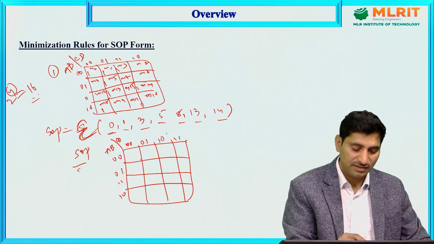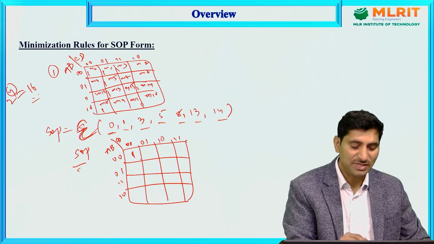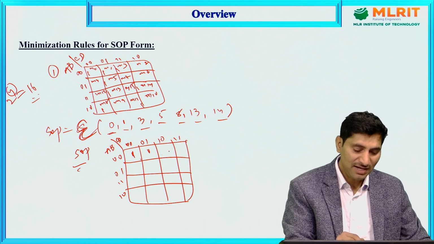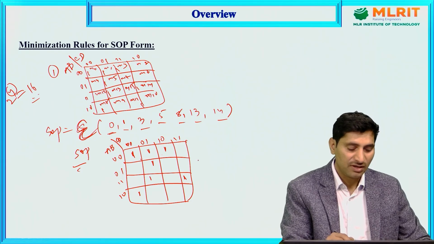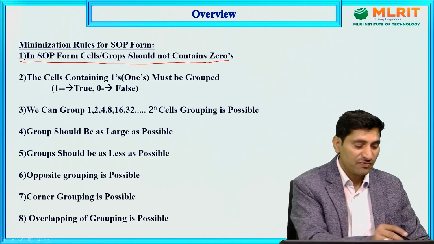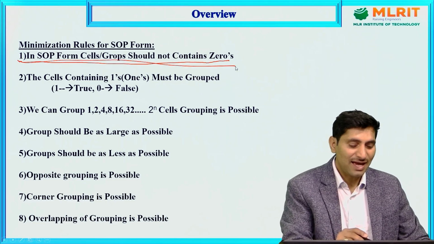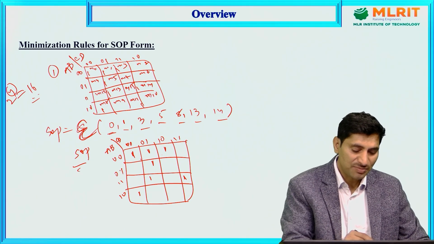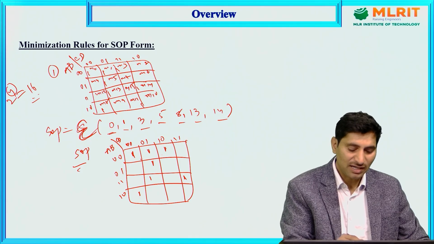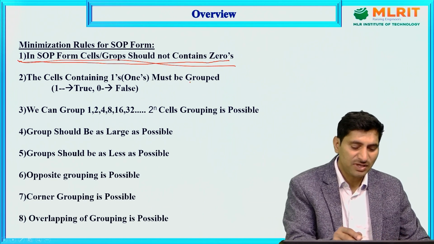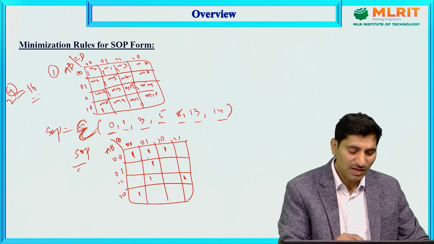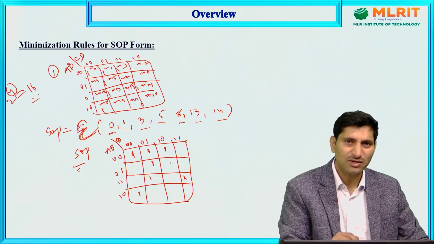okay, where are the terms given? The 0 term is given, M0 term is given, next M1 term is given, next M3 term is given, next M5 term is given, next M8 term is given, 13 is given, 14th term also given. Now as per the first rule, in SOP form, cells or groups should not contain zeros. Here you can observe, these cells should not contain zeros. So the first rule is satisfied. Next, the cells containing 1 must be grouped. So whatever ones are there, those cells only we can group.